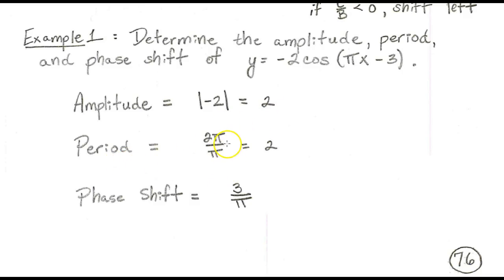The period is 2 pi over b. b here is pi, so the period is 2. And the phase shift is c over b, so c is 3, because remember it's minus c, so the phase shift is 3 over pi.